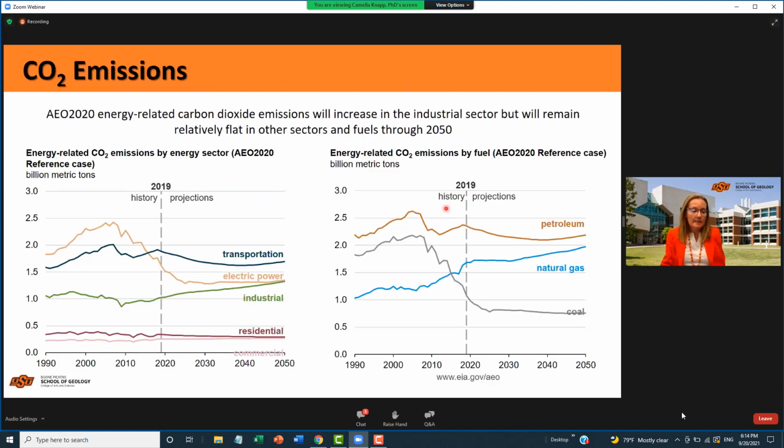And I'm sure you all know about that. When we talk to our students, we need to impress on them that we need to find solutions because we are not going to turn that valve off anytime soon. We just need to find the best solutions. The U.S. Energy Information Administration published this report earlier last year, predicting that energy-related carbon dioxide emissions will increase in the industrial sector as a result of increased natural gas consumption, but will remain relatively flat in other sectors and fuels through 2050.